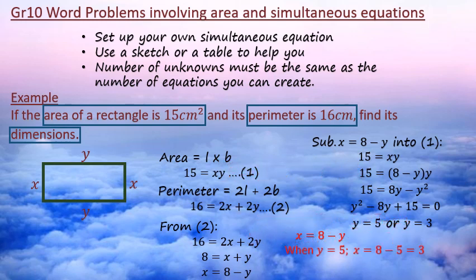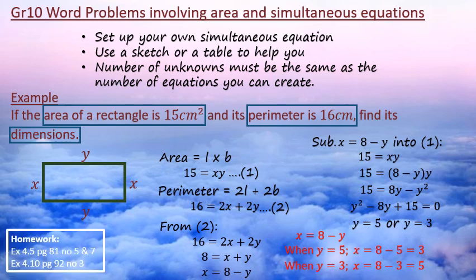So when y equals 5, x equals 8 minus y, which will be 8 minus 5, which will give you 3. So if y is 5, your x value will be 3. And when y is 3, x will be 8 minus 3, which will give you 5. So the dimensions of this rectangle will be 5 centimeters as your length and 3 centimeters as your breadth. Easy peasy. You've got 3 little homework examples to try.